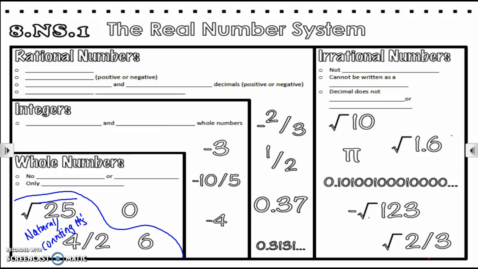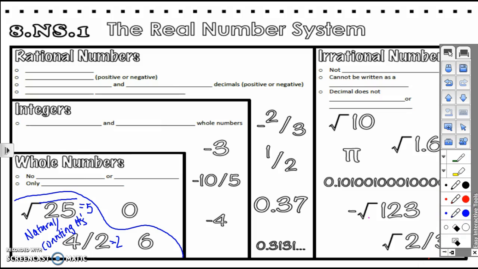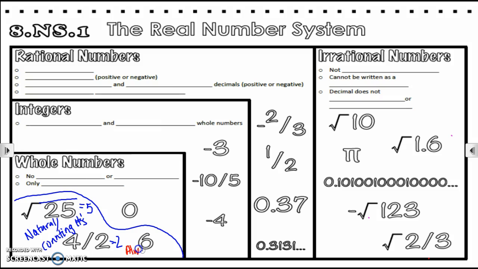So if you think about Sesame Street and the Count, he always counted 1, 2, 3. He never included 0. So if we look at this, 4 divided by 2 is 2, 6 is 6, and the square root of 25 is 5. We're going to learn all about square roots coming up in the next week or so. So natural numbers are always positive, and they're always whole numbers.